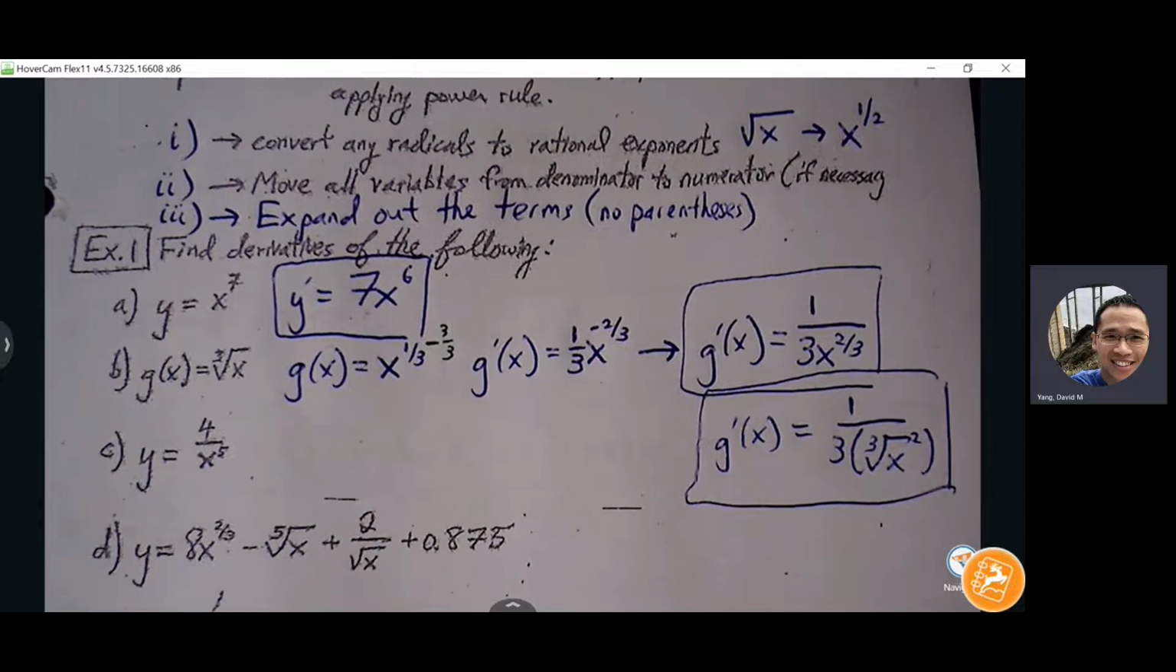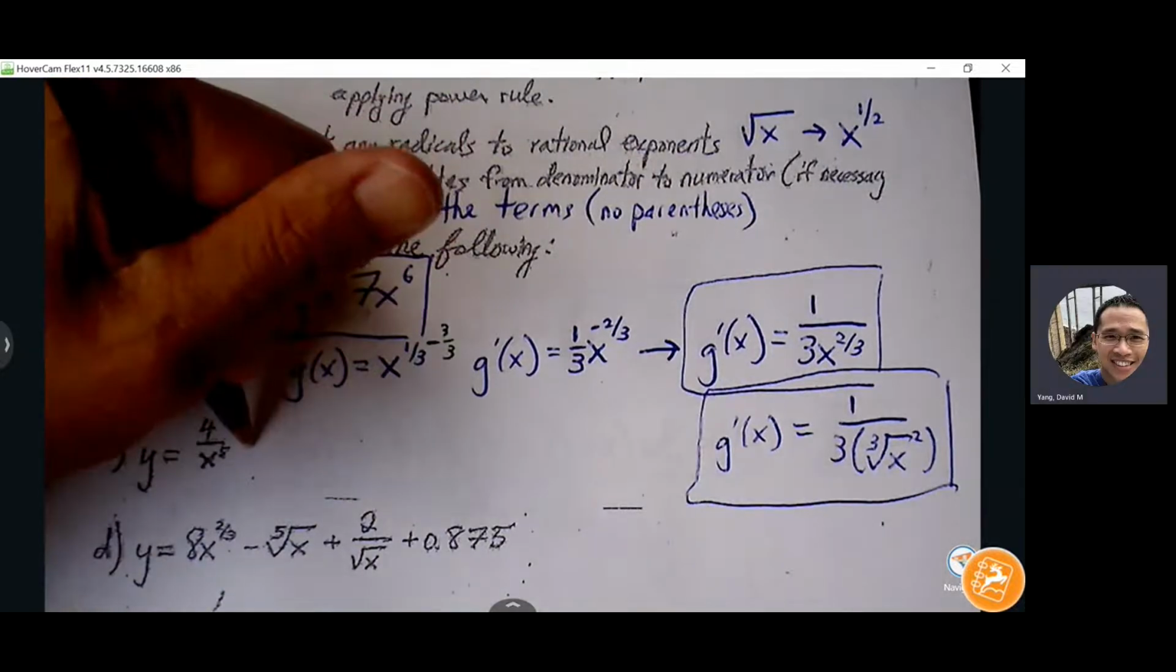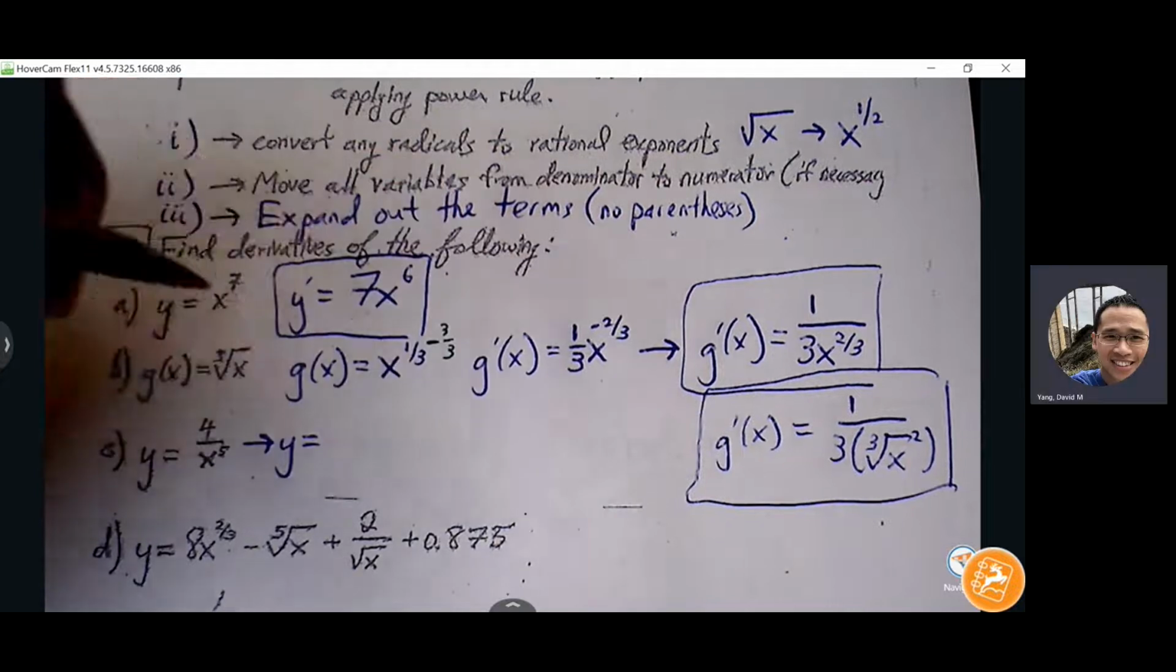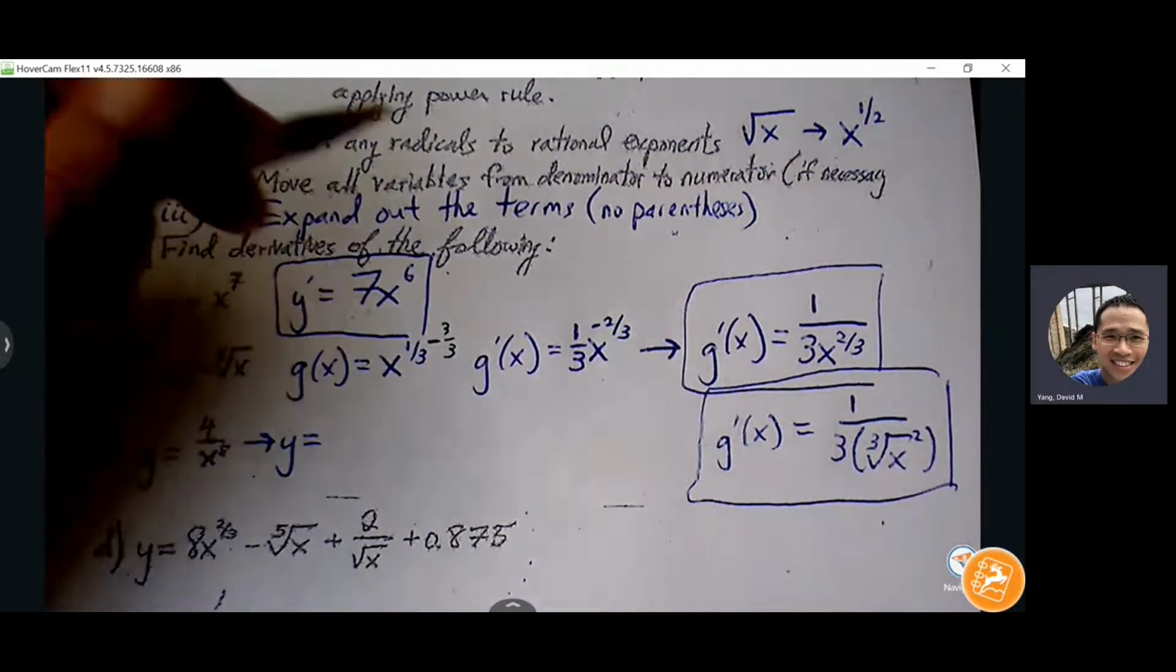Okay, part C, I want to find the derivative for y equals 4 over x to the 5th. Let's go through our conditions. Radicals to rationals, that's not an issue. We can leave that alone. What about variable from denominator to numerator? Yes, we have to take care of that. The temptation is leaving that x to the 5th down there and just doing the derivative and calling it 5x to the 4th. But power rule is just not going to work. It's not meant for the denominator. It's only meant for the numerator, so we have to rewrite it to the place where power rule can actually handle this problem.